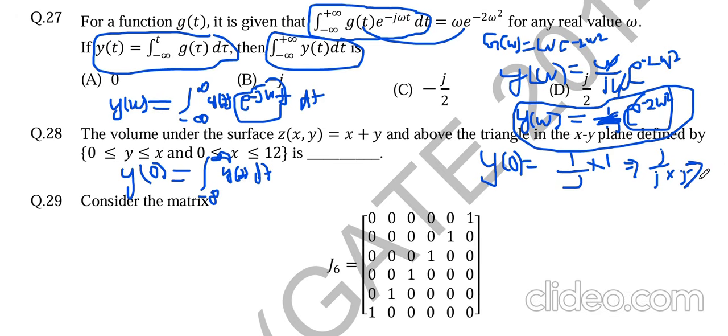So the final answer becomes minus j. This was the solution of question number 27. Thank you.